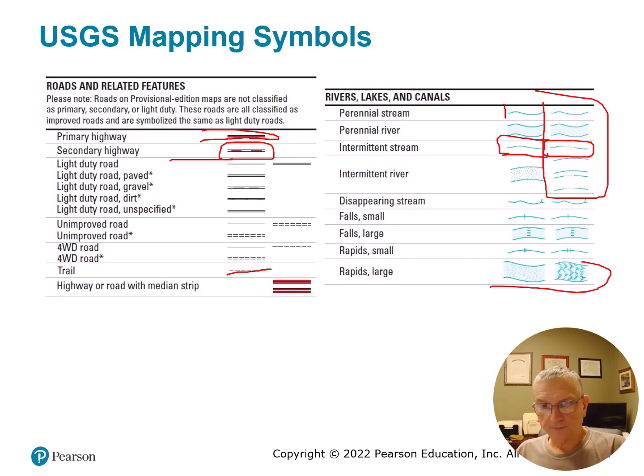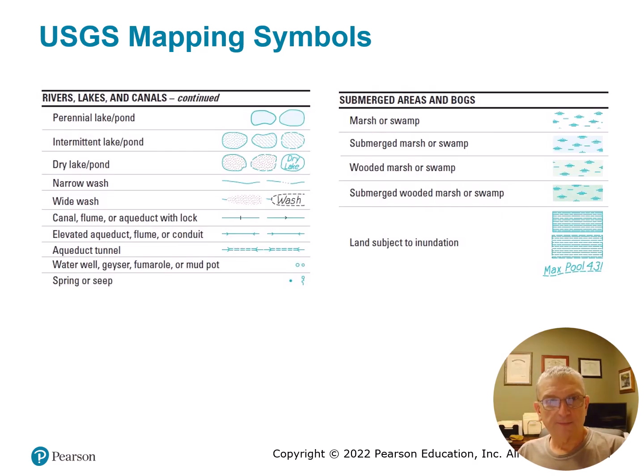I think it's pretty neat here. They've got small rapids and large rapids. The one in the lower right hand corner looks like it must be a set of waterfalls worthy of whitewater rafting. Also, for water features, ponds are going to be an enclosed circle because it's going to be the surface of a pond or lake.